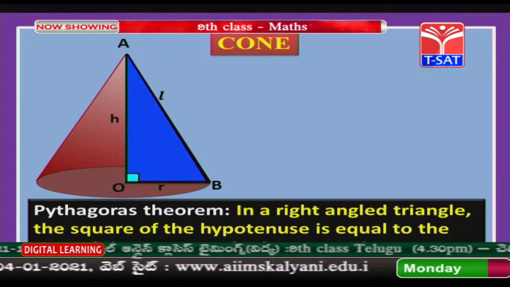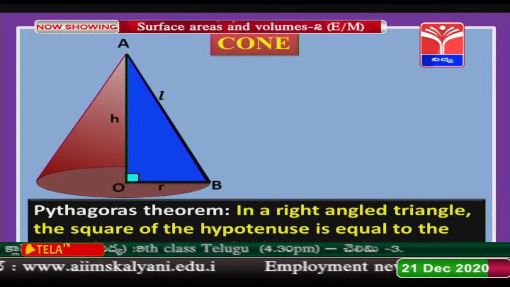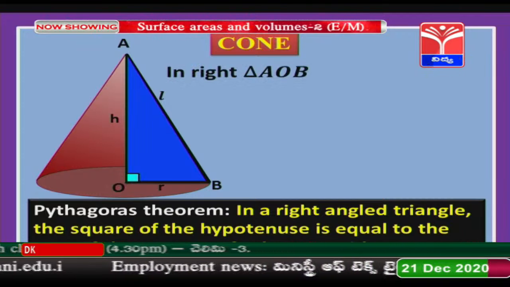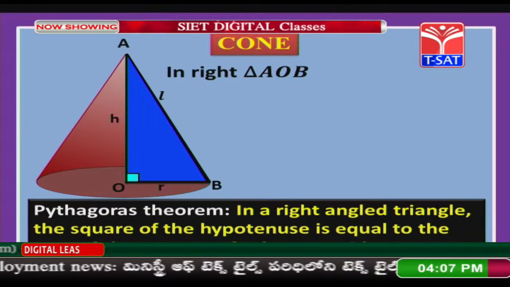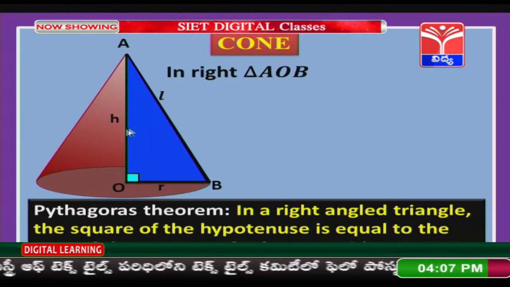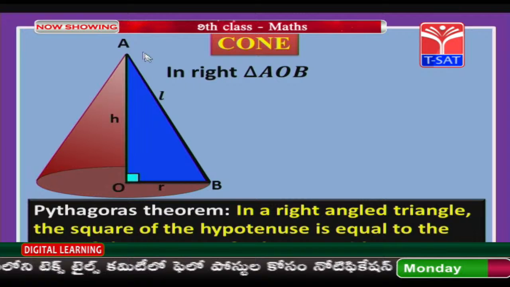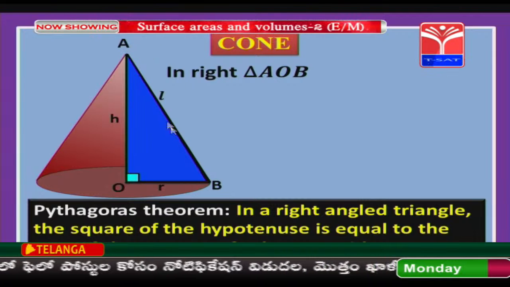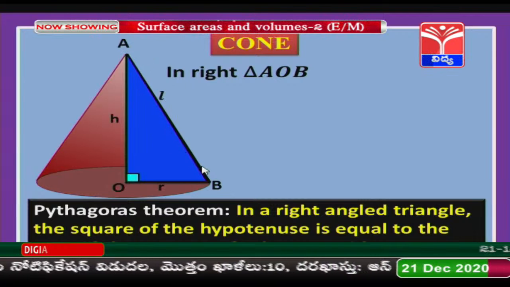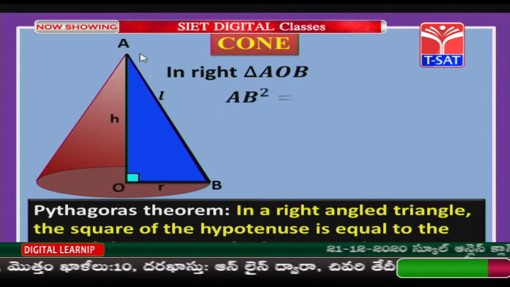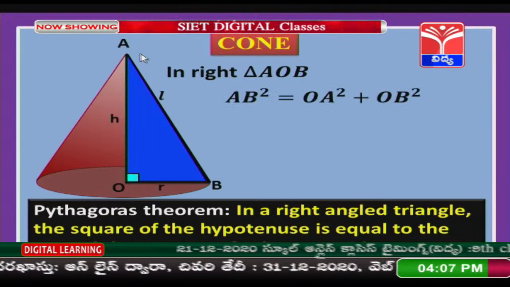So, take a look at the right angle triangle, children, that is triangle AOB. In triangle AOB, what is the hypotenuse, children, here? Yes, the side which is opposite to 90 degrees, this is 90 degrees and the side which is opposite to 90 is AB. So, this is the hypotenuse. So, hypotenuse square, that is AB square, is equal to, what are the other two sides, children?